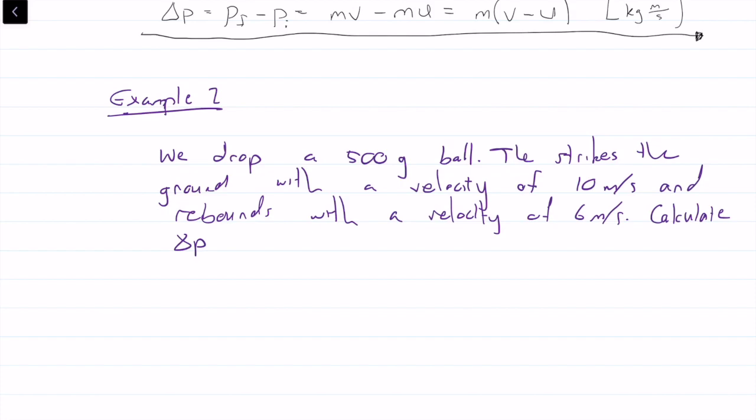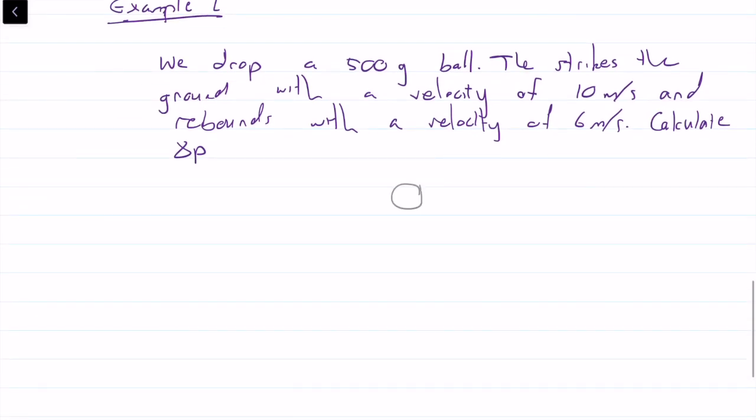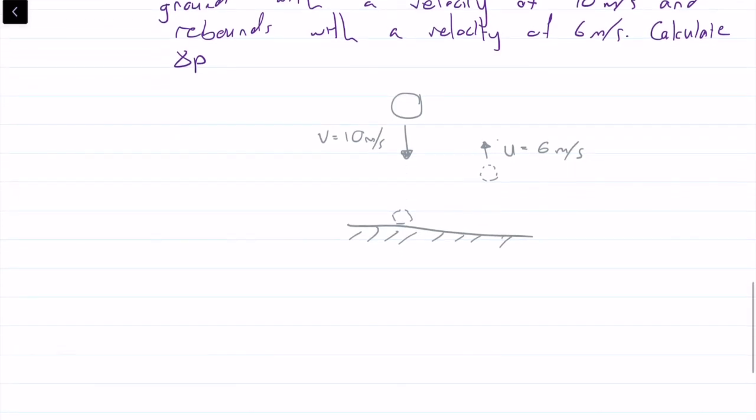Okay, so if we had to draw out the situation very quickly, we have a ball, right, and we have the ground. Okay, so the velocity initial is equal to 10, and then the ball hits the ground, so at some point hits the ground, and then at some point afterwards it rebounds with a velocity of 6 meters per second. Okay, important is to note the direction of these arrows, okay, because that will play quite an important role.